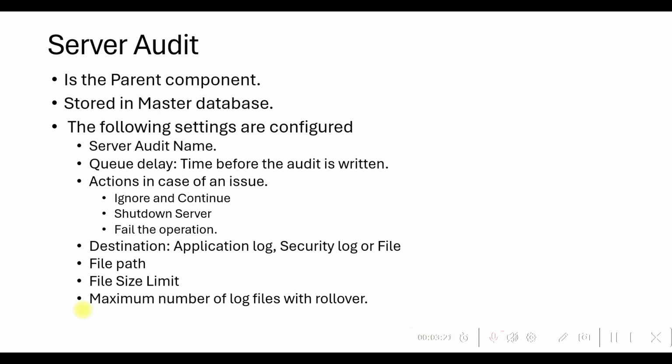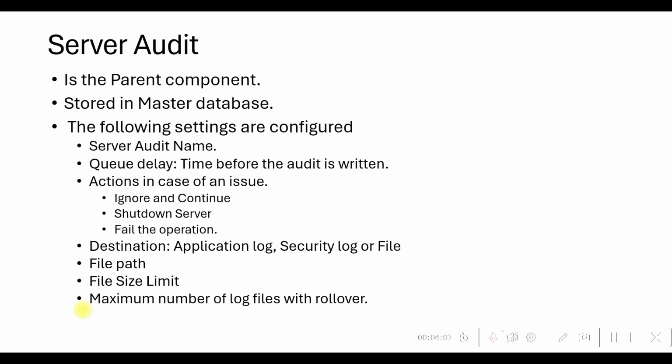Then there are the actions, which is very interesting again. You need to be aware of actions. If something goes wrong in auditing, what should SQL Server do? The first option is to ignore and continue. So just ignore the errors. If you're not able to write to the file, not able to audit something, it will just ignore that and continue the auditing. The second option is to shut down the server, which I find very harsh. Because if there is an error in your audit and it's not able to write to a file, you just shut down the server.